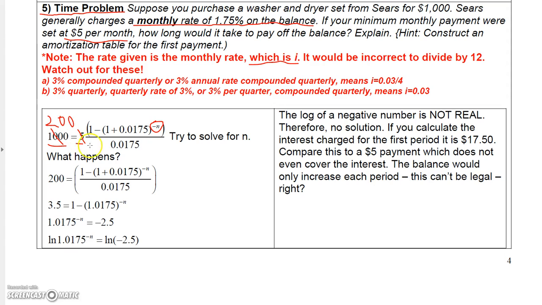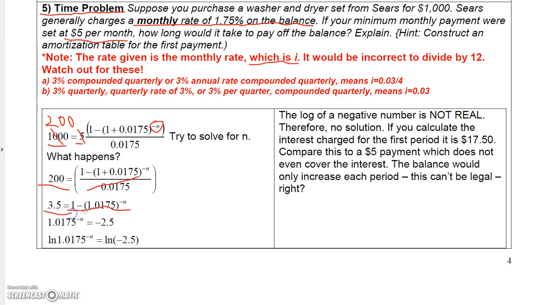Now I have 0.0175 in the denominator. So I'm going to multiply both sides by 0.0175. If I multiply this side by 0.0175, it'll cancel the denominator. And if you multiply 200 by 0.0175, you actually get 3.5. So now I get 1 minus 1.0175 to the negative n left in the numerator.